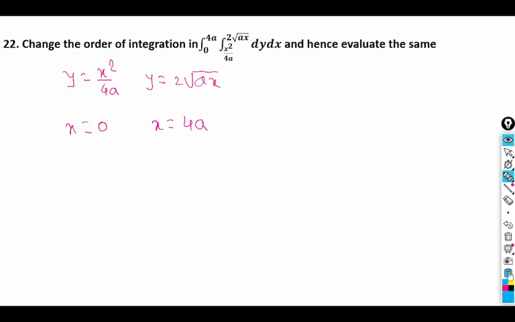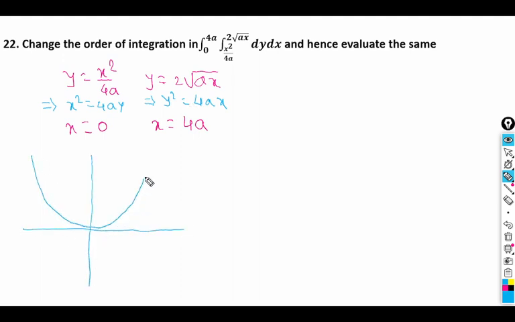The first curve y equal to x square upon 4a, if you write in the standard form, comes x square equal to 4ay. And what about this second curve, y square equal to 4ax? You'll observe x square equal to 4ay is the upper parabola, while y square equal to 4ax is the right hand parabola. So just draw these two parabolas. One is the upper parabola, say this x square equal to 4ay. And another is y square equal to 4ax, the right hand parabola.